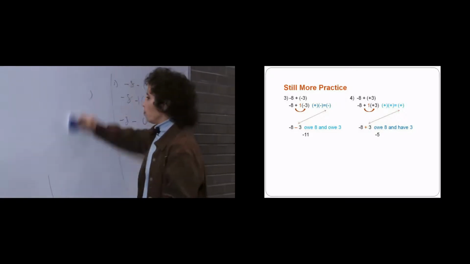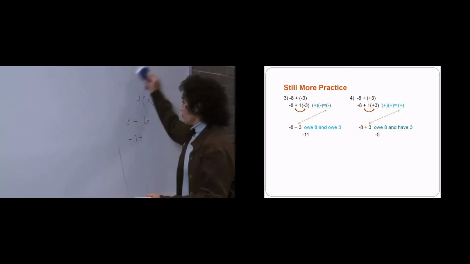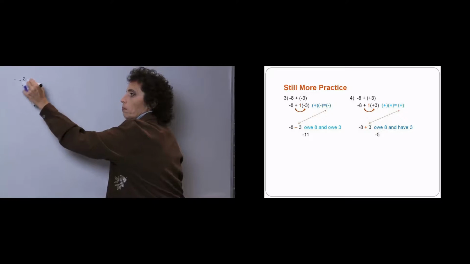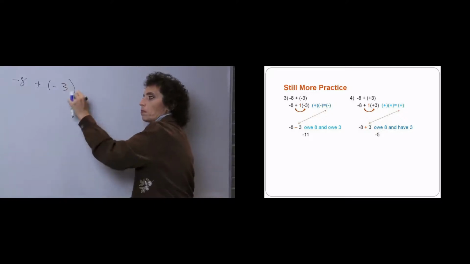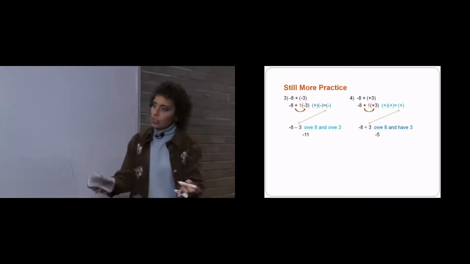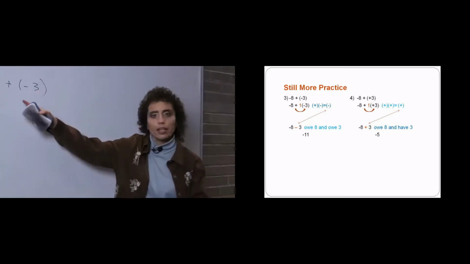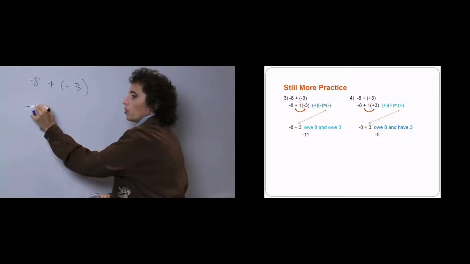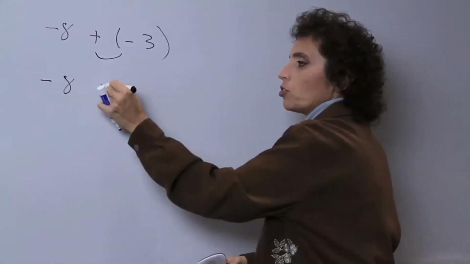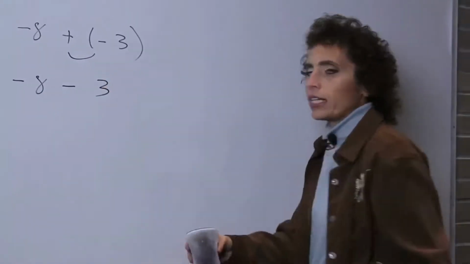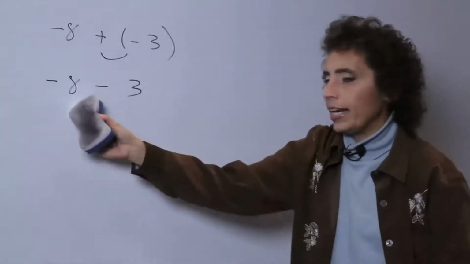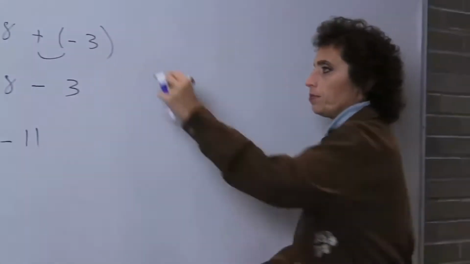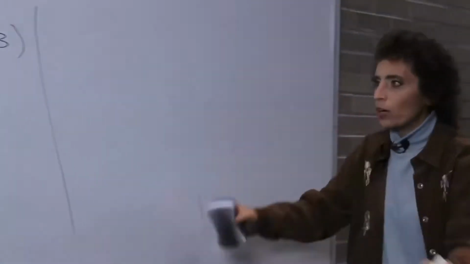Okay, negative 8 plus a negative 3. Look, we have a sign, sign right here. Two signs, sign, sign. They're going to change to one sign. Well, the signs are different, so it's going to change to a negative. Now we're going to take the sign with the number. I owe you $8. I owe you $3. So I owe you $11. Sign, signs. Eliminate all the signs.